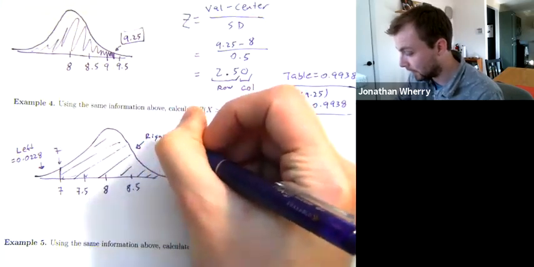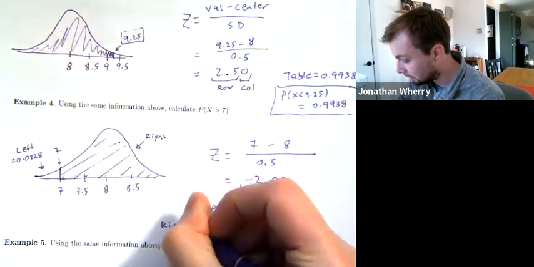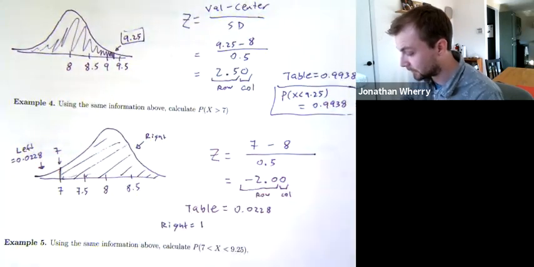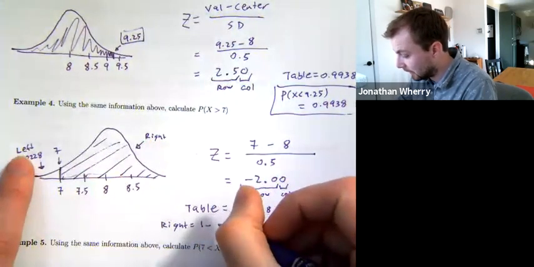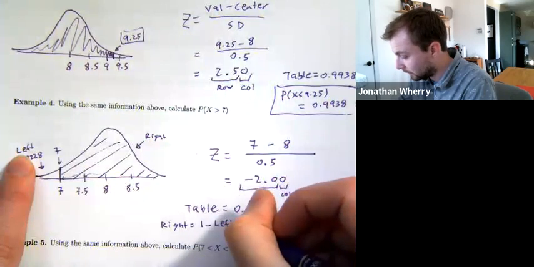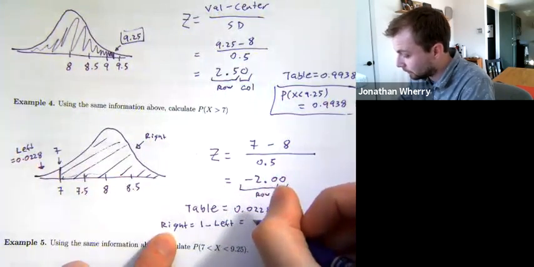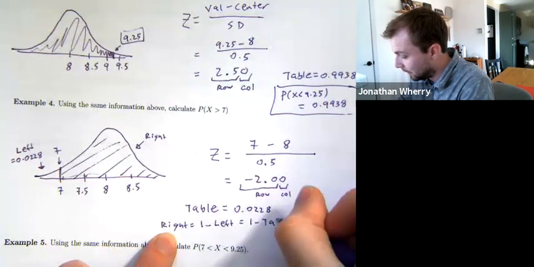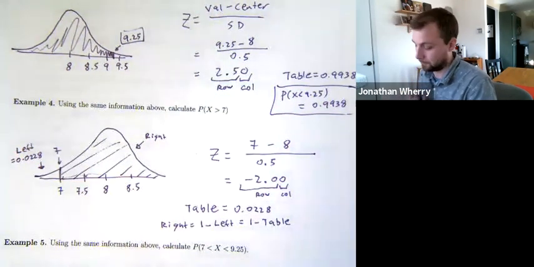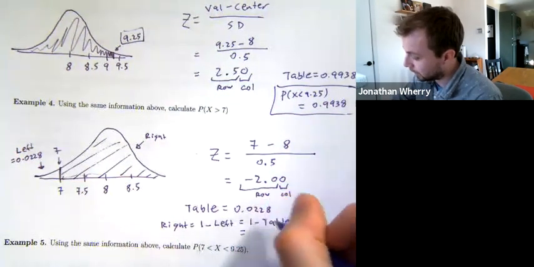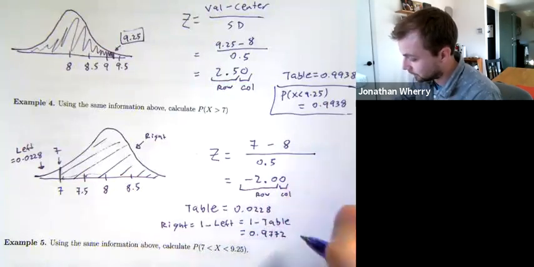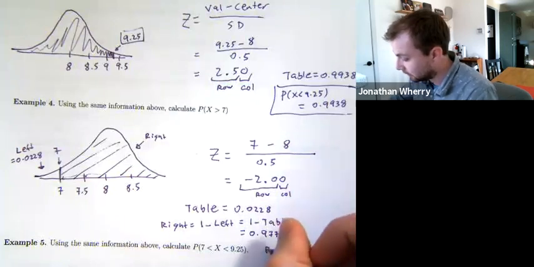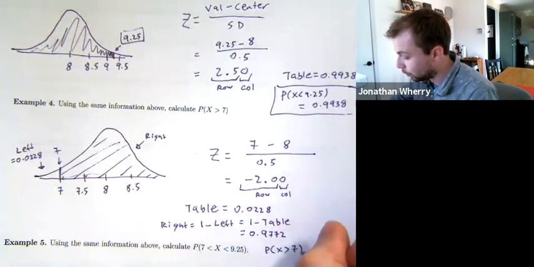Whenever it's shaded to the right, I'm going to have to go from 100%, the whole curve is 100%, and subtract this tail to the left that I don't want. In other words, whenever it's shaded to the right, I do 1 minus the value from the table. In this case, 1 minus the table gives me 0.9772. So the likelihood that someone gets 7 or more hours of sleep is 97.72%.